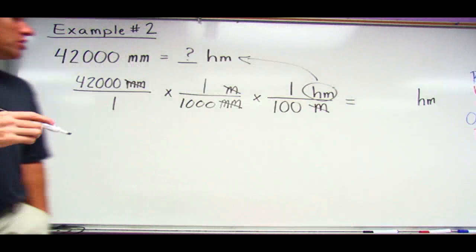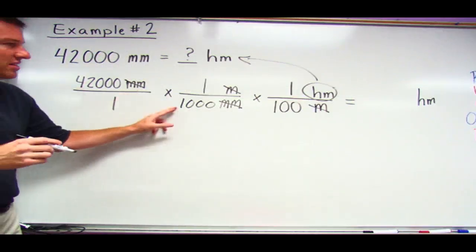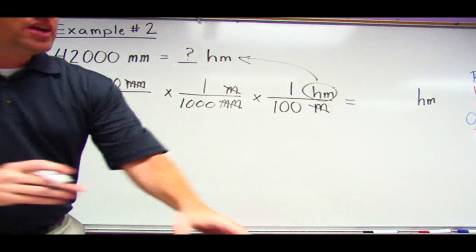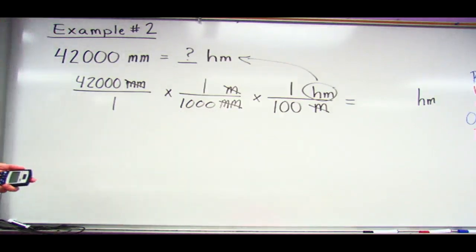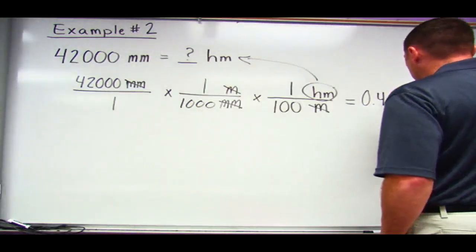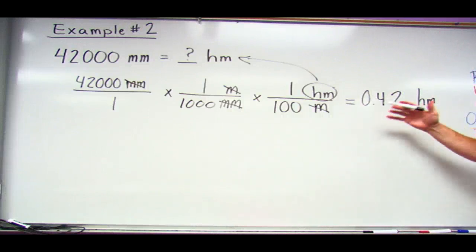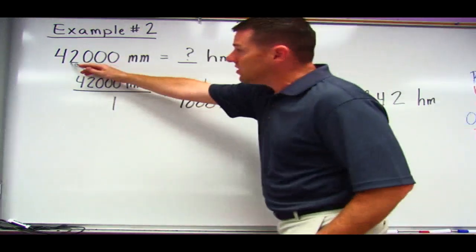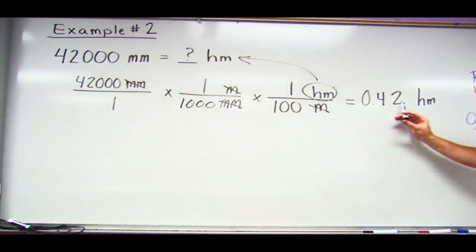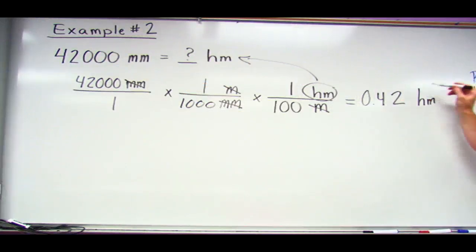And then you're going to do your math. We got 42,000 divided by 1,000 divided by 100. And let me make sure everything's right. 42,000 divided by 1,000 is 42. Then divided by 100 is going to be 0.42. So we're going to have 0.42 hectometers. And going along with our significant figures, you have 2 significant figures in your given. You have 2 significant figures in your answer. So we're good to go. 0.42 hectometers is your answer.